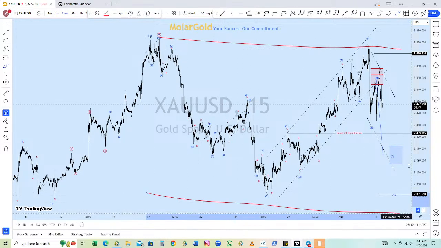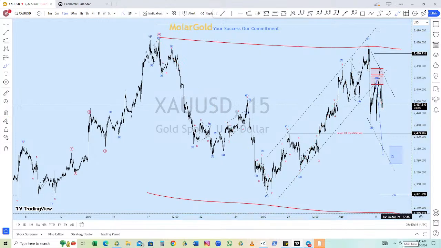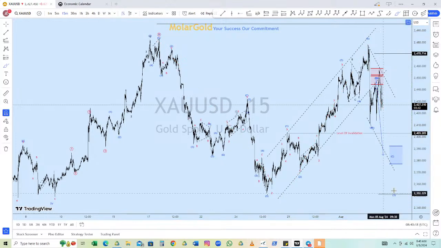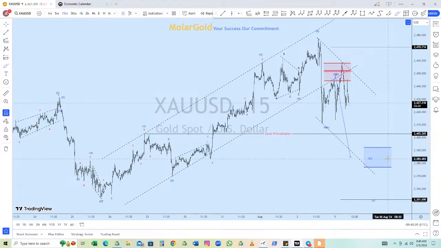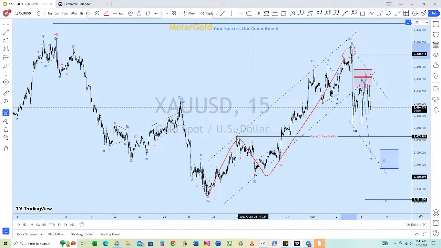So we will maintain the alternatives in our minds. Nothing has happened, nothing at all has happened. We are just counting our waves and following exactly. Then this becomes just a zigzag, 5, 3, 5. And this is 1, 2, 3, 4, 5. Completed.